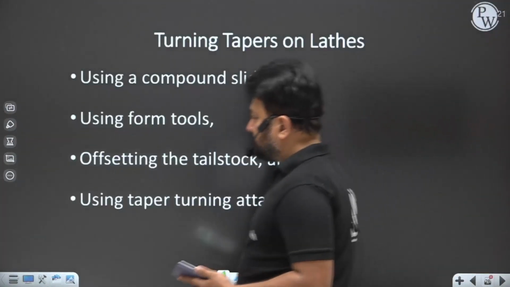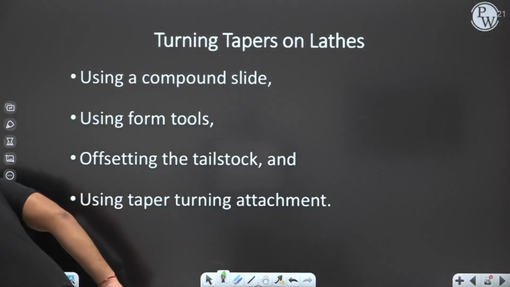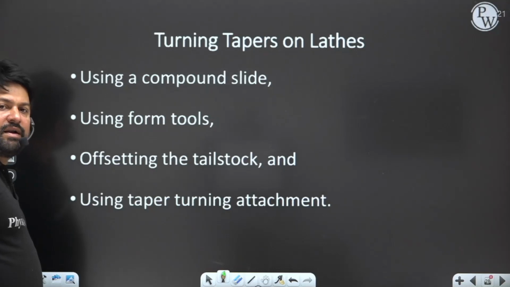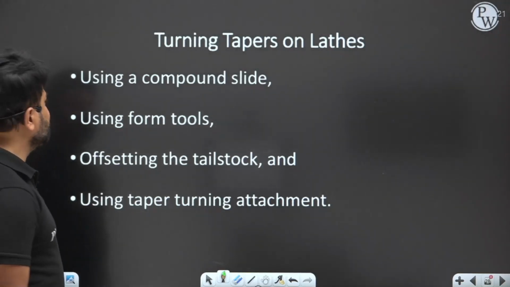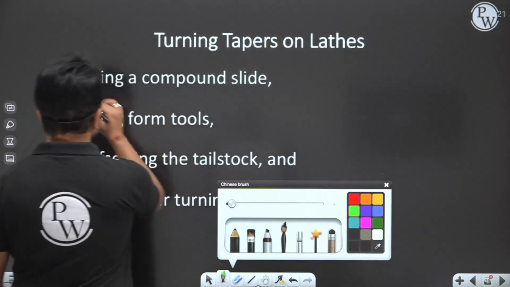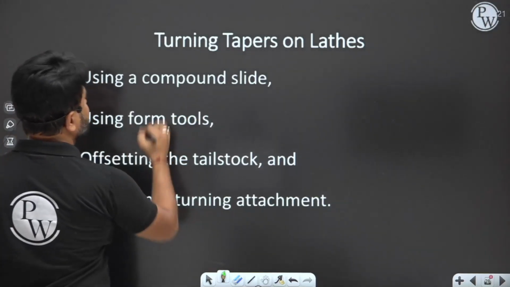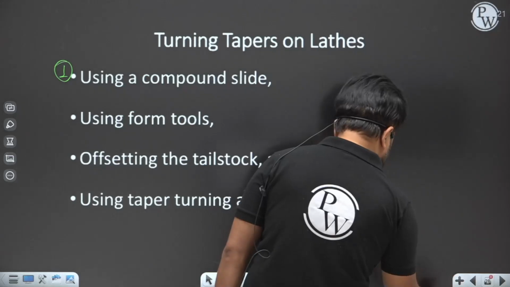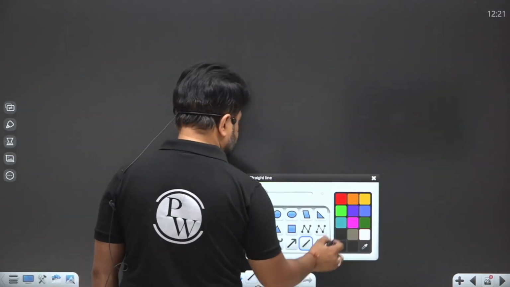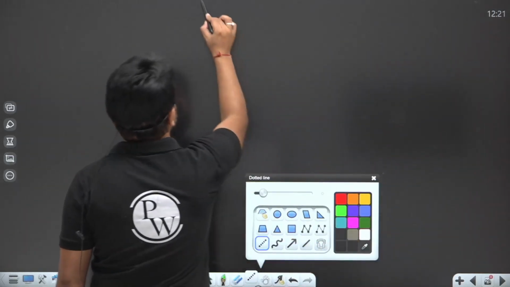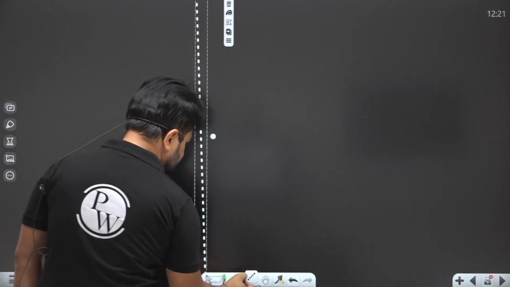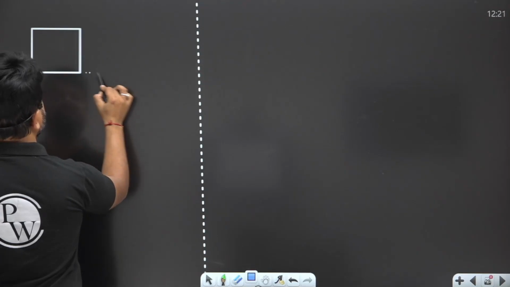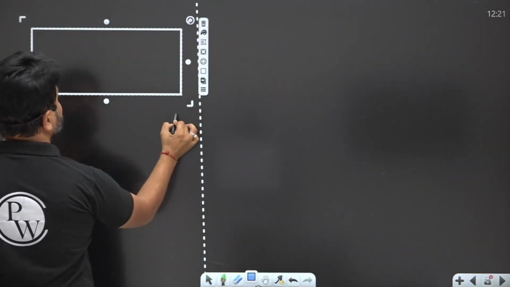Now, my dear, the next topic is taper turning, or turning taper on the lathe. Here the first method is using a compound slide. Let me explain what we do in this method. Suppose that here we are taking a workpiece. This is my initial workpiece, right?